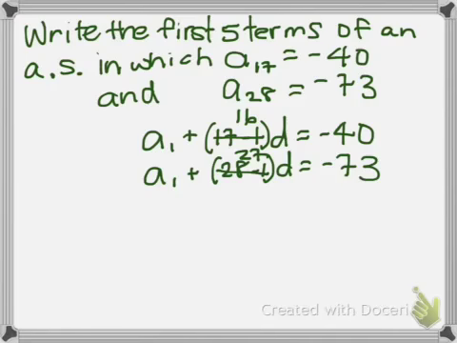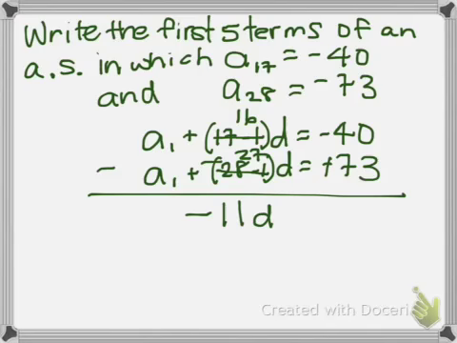And now we can use elimination to subtract the bottom from the top. So when we subtract, we change the signs of everything. A sub 1 minus a sub 1 drops out. 16d minus 27d is negative 11d, and negative 40 plus 73 is 33. So our difference is negative 3. Now that's not what we were looking for. We're looking for the first 5 terms, so we still have to do a little bit more.